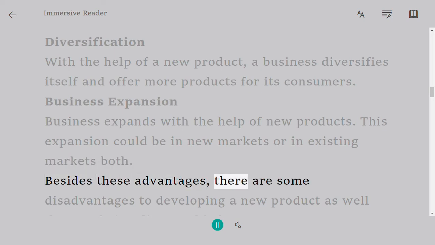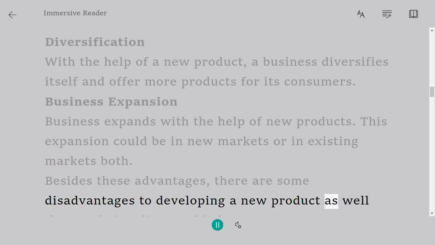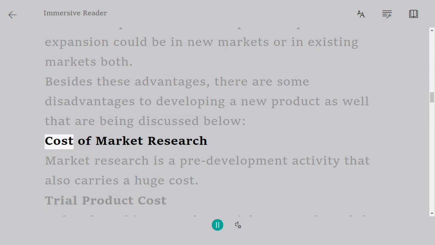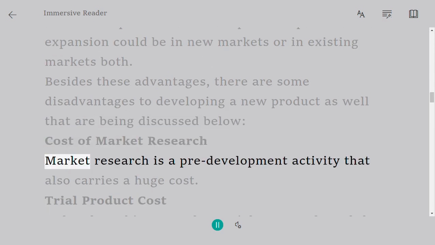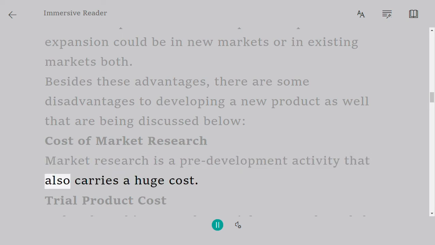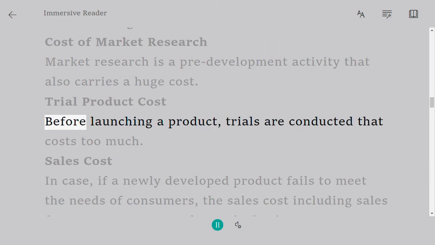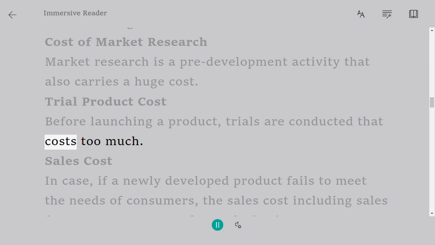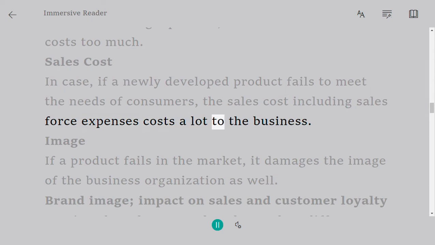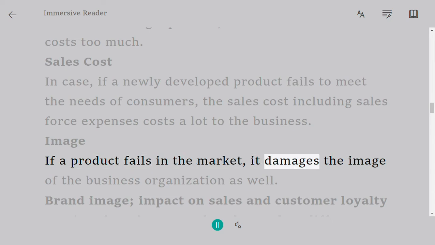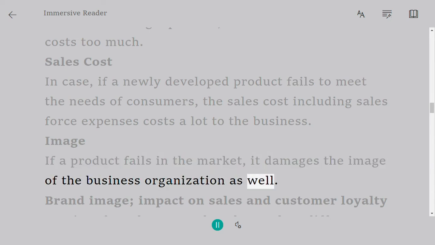Besides these advantages, there are some disadvantages to developing a new product as well that are being discussed below. Cost of market research. Market research is a pre-development activity that also carries a huge cost. Trial product cost. Before launching a product, trials are conducted that cost too much. Sales cost. In case a newly developed product fails to meet the needs of consumers, the sales cost, including sales force expenses, costs a lot to the business. Image. If a product fails in the market, it damages the image of the business organization as well.